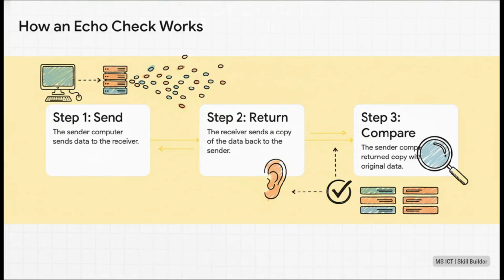So here's how that plays out in the digital world. It's a simple three-step dance. First, the sender computer shoots the data over to the receiver. Then, and this is the key part, the receiver doesn't just say got it. It sends the exact data it received right back. And finally, the original sender compares that echo with what it sent out in the first place.